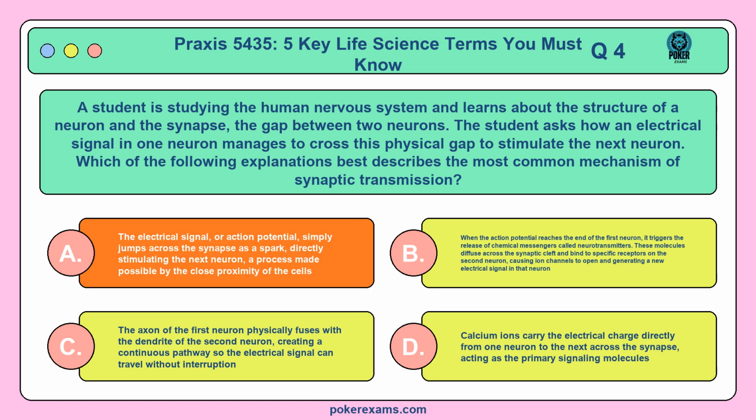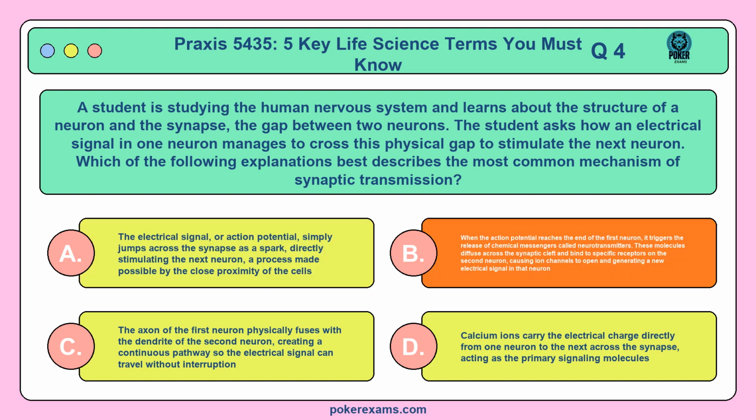Option A. The electrical signal or action potential simply jumps across the synapse as a spark, directly stimulating the next neuron, a process made possible by the close proximity of the cells. B. When the action potential reaches the end of the first neuron, it triggers the release of chemical messengers called neurotransmitters. These molecules diffuse across the synaptic cleft and bind to specific receptors on the second neuron, causing ion channels to open and generating a new electrical signal in that neuron.